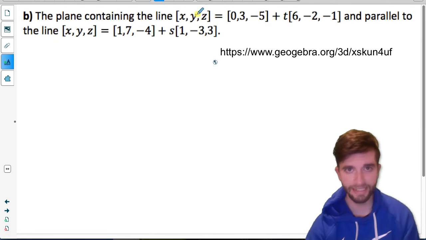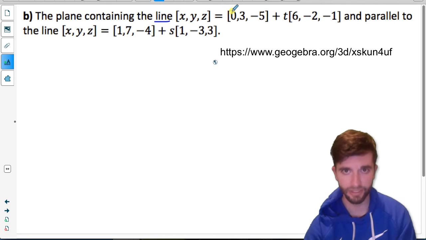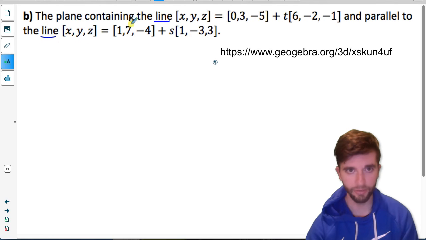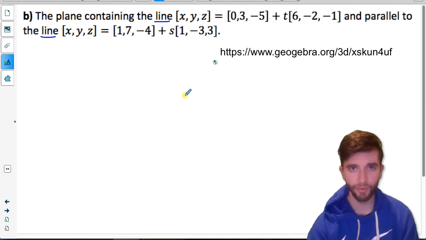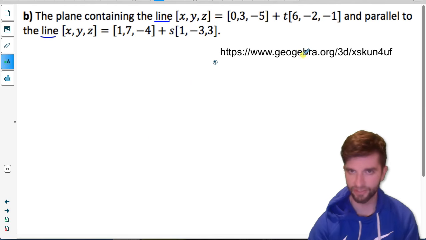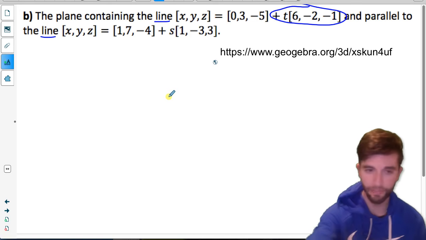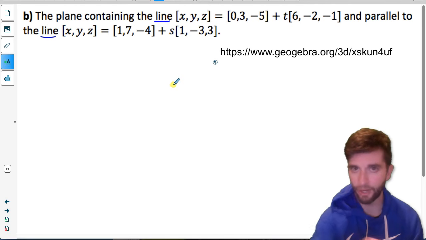Part B says the plane containing the line xyz equals 0, 3, negative 5 plus t, 6, negative 2, negative 1, and it's parallel to this line xyz equals 1, 7, negative 4 plus s, 1, negative 3, 3. Notice equations of lines look very similar to equations of planes, but we only add one direction vector to the position vector. That's how we know it's a line, not a plane.